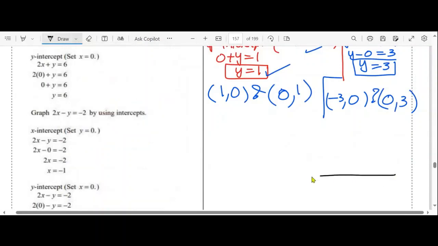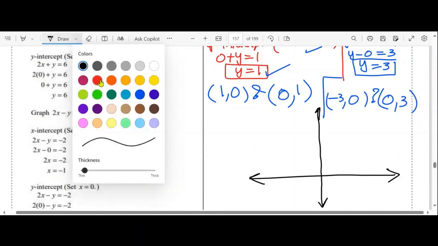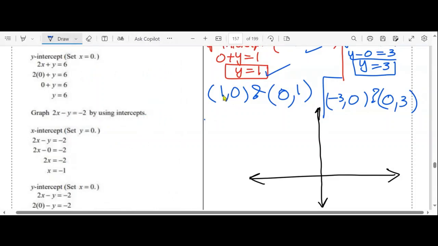Yes. So we'll make a line like this. Line like this. And let's grab the first one. 1 and 0. So the first point is here. Second point, 0 and 1. So it's going to be here. And then you make the line. Clear?